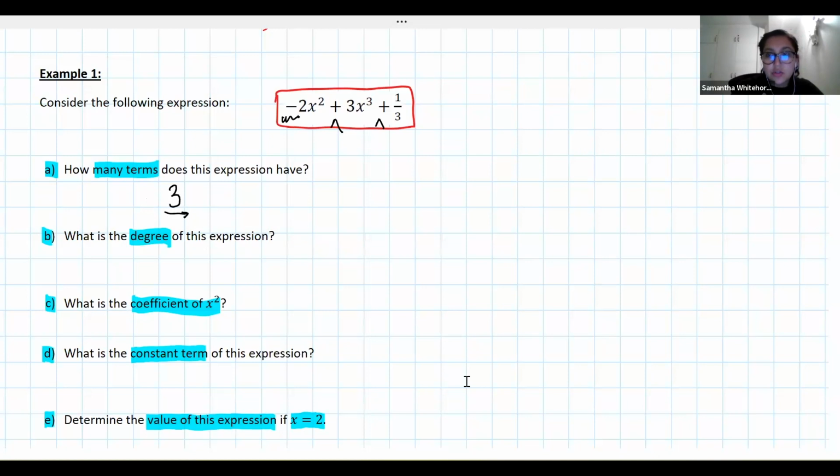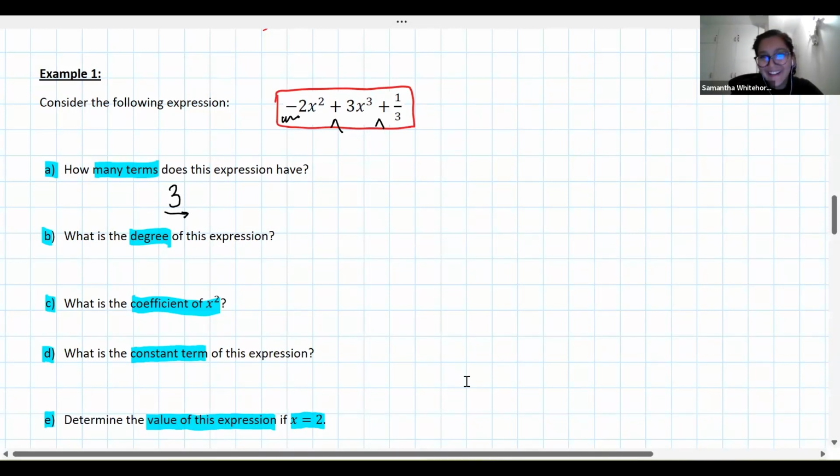If I then go to the degree, mark your work, guys. Sorry, Teacher Sam. What's wrong? No, I was just telling them to mark their work. We are correcting our work. Yes, we are busy correcting.